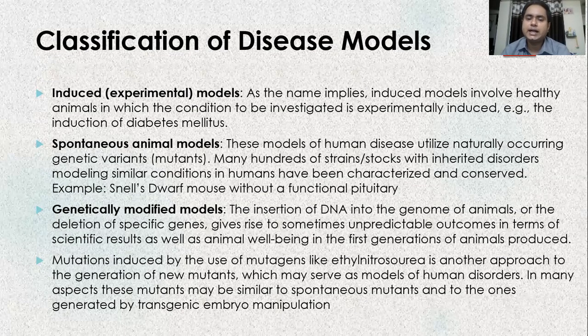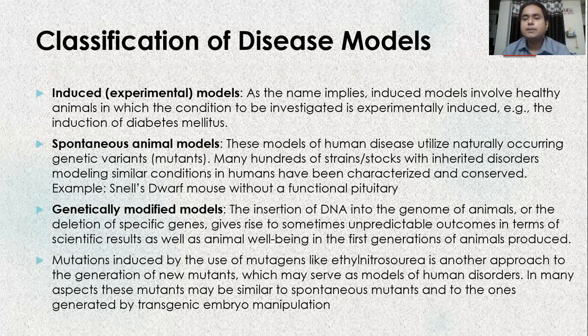So many hundreds of strains exist with inherited disorders, modeling similar conditions in humans, that have been characterized and conserved. For example, the snell dwarf mouse, without a functional pituitary. A genetically modified animal model also exists.